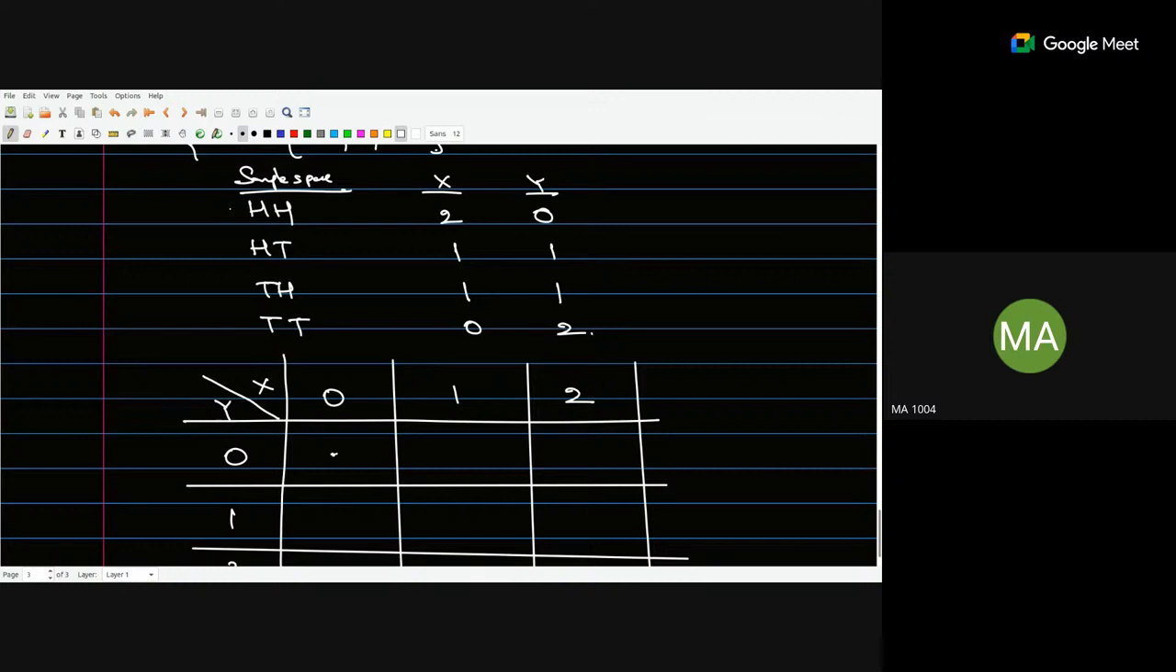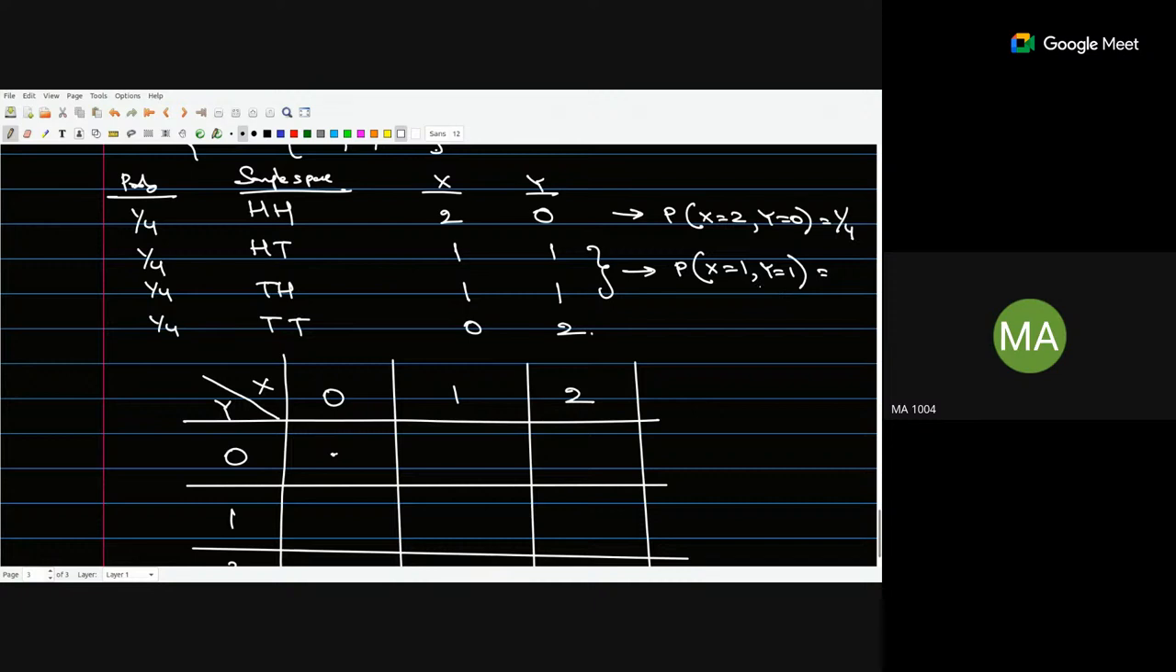Now write the probabilities. We are tossing the coin 2 times, so the probability of getting 2 heads is 1 by 2 into 1 by 2, which is 1 by 4. Similarly, it is 1 by 4 for each of the others. So x taking 2 and y taking 0 has probability 1 by 4. We have 2 cases where x takes 1 and y takes 1, each with probability 1 by 4, so the total probability is 1 by 4 plus 1 by 4, which is 1 by 2. The last case, x takes 0 and y takes 2, is 1 by 4.